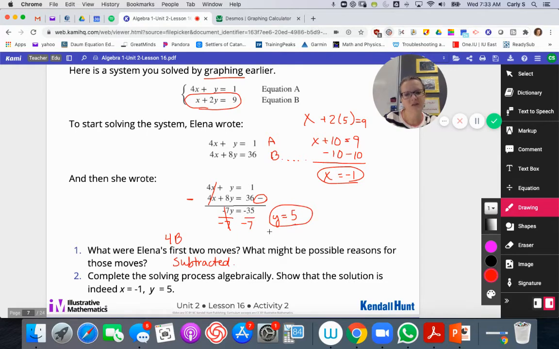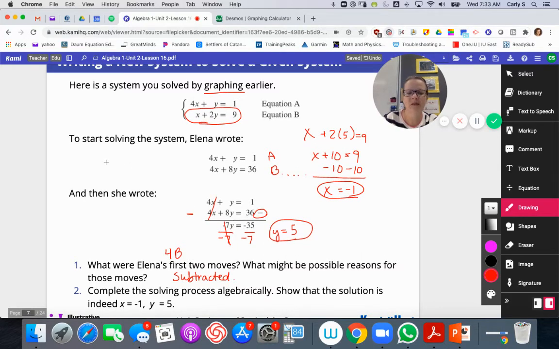Okay? To show the solution is indeed that, I'm going to plug the ordered pair, the solution, back into any other equation. Let's change colors, see what we're doing. I'm going to plug them back into here and make sure it works. So 4 times -1 plus 5 equals 1. So -4 plus 5 equals 1. 1 equals 1. It does work. So what did I do there? Okay, we have the original equations. Alina multiplied this equation by 4 and plugged it in there. And then she subtracted the equations and then finished the process.